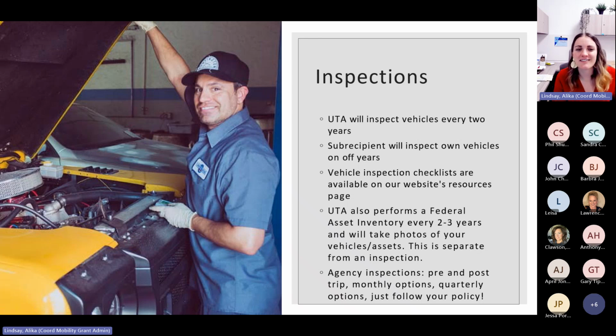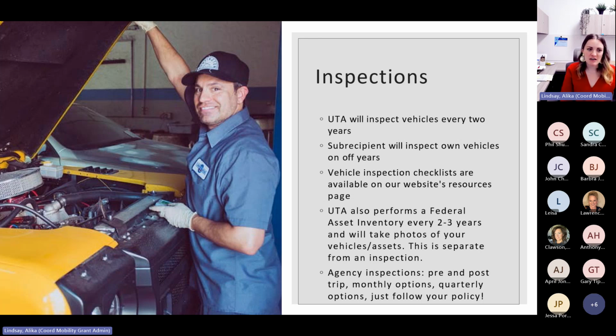Okay, vehicle inspections. UTA will inspect vehicles every 2 years. Subrecipients should be doing a full inspection of their vehicles on the off years. We used to try to get you to send those to us, but it was a lot of bugging you, and we just ask that you do it, please. We don't need copies of them. Just please, in the off years, make sure you're getting it checked.